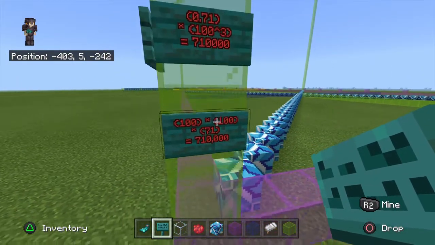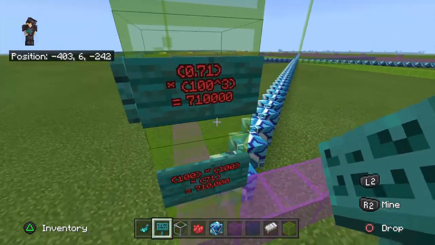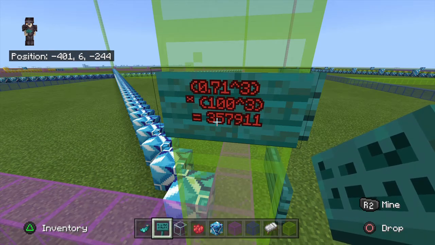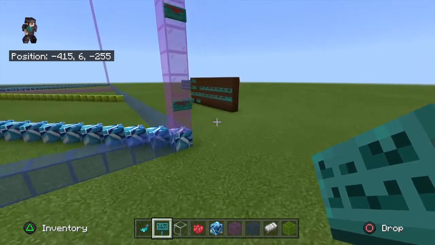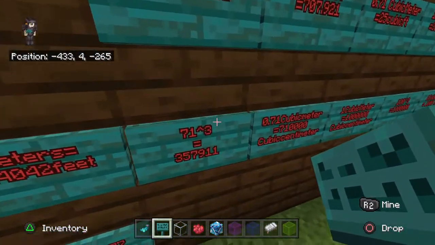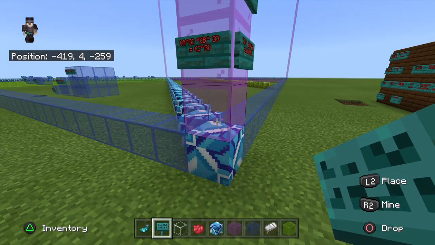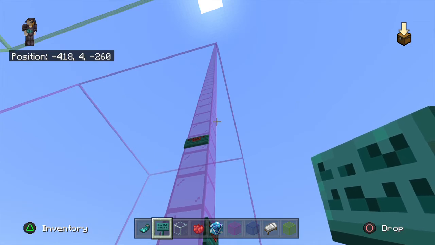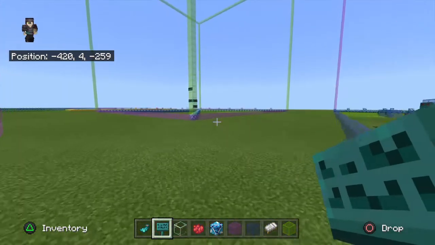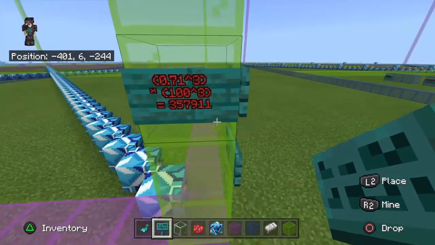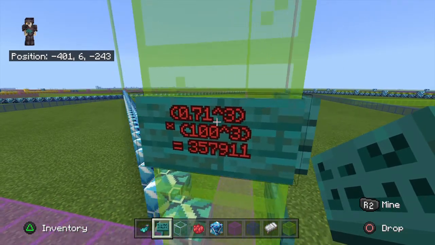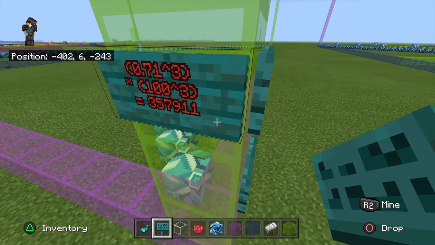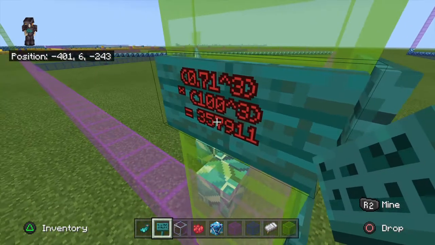And that's what's happening over here as well, is that if I do this, I get 710,000, but if I do this, I get 357,911, which is what I was getting with just 71 cubed. Because assuming these are centimeter blocks, it'll take 100 centimeters length, width, and depth to create a million. And if this is meters, 0.71 meters cubed times 100 meters cubed tells me there's 357,911 cubic centimeters, since that's the conversion.